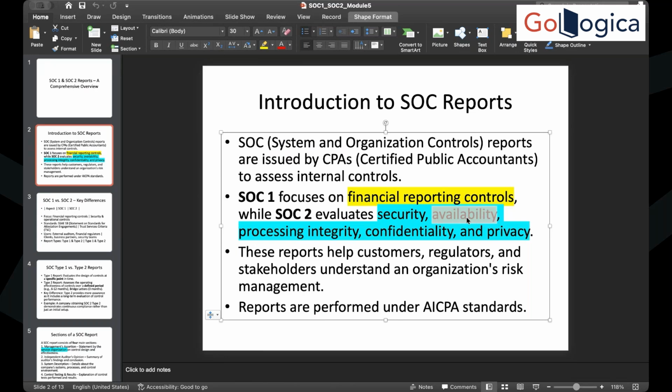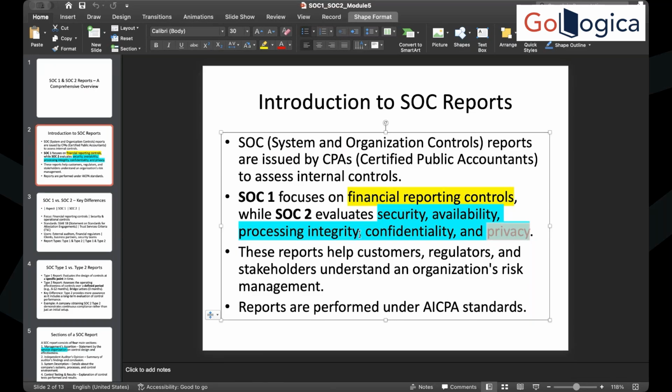Again, privacy: if you are encrypting the data or not, you are purging the data as per the standards, what data you are storing, what data you are capturing. Privacy is also one of the very generic trust service criteria that are there in a report.